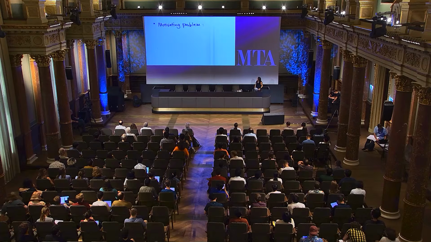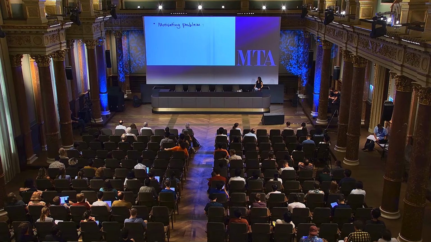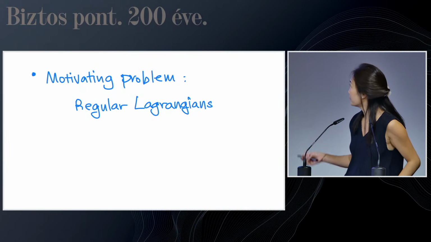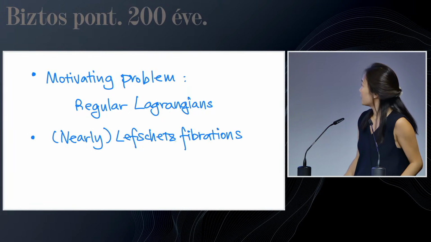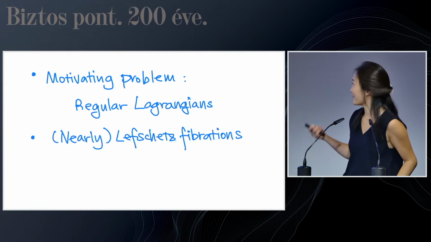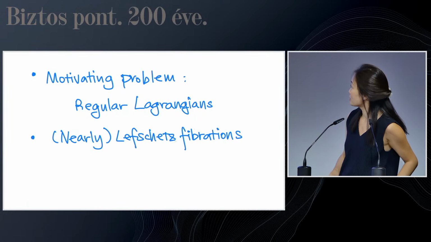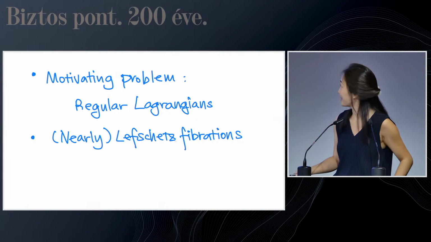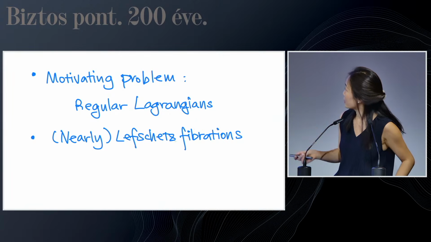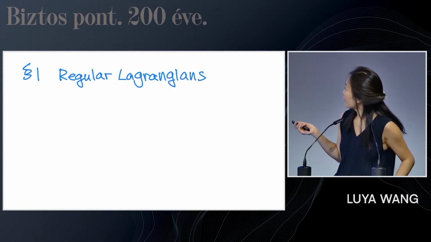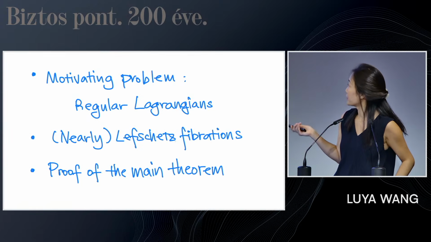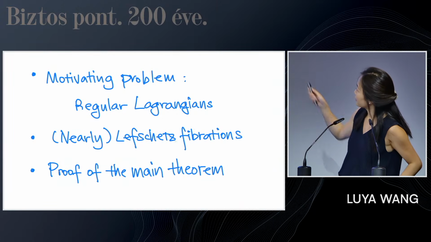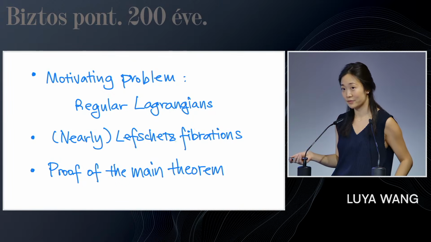For the outline of the talk, I will first give you a motivating problem regarding these objects called regular Lagrangians. I will define them. Then, we have seen these before, but I will actually introduce the notion of nearly Lefschetz perturbations, which came from our existing work with Agniva and also Hyunki. Then I'll give you a proof of the main theorem regarding the regular Lagrangians, using this tool of nearly Lefschetz perturbation.